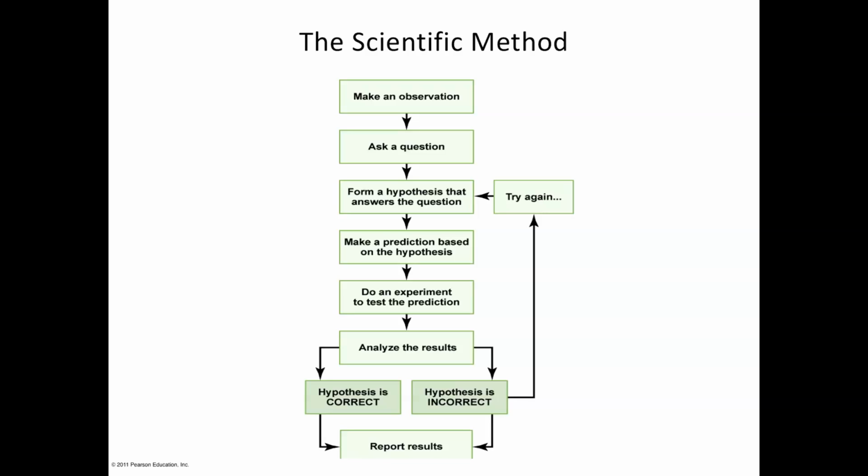So then you form some experiments to test what you're predicting your hypothesis is. When you have your experiments, you have some data to look at and you analyze the results. When your hypothesis is correct, then you can report your results. If it is incorrect, then you try again, meaning, all right, same observation, same question, what could be another possible explanation for this?